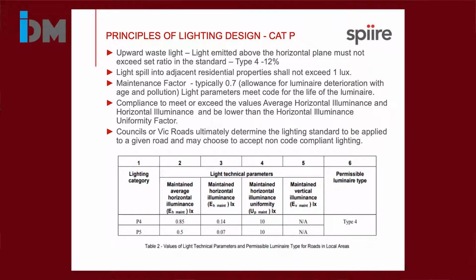Compliance is to meet or exceed values of average horizontal illuminance, and be lower than the horizontal illuminance uniformity factor, which are basically these items down here. That's basically out of the standard, and it's setting the parameters for the P4 lighting design. The important ones here are 0.85 and 0.14 lux. That's the absolute minimum amount of lux that you need in any part of that road reserve.